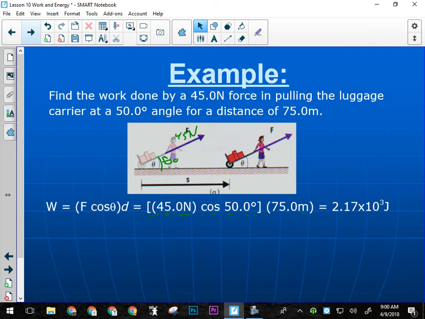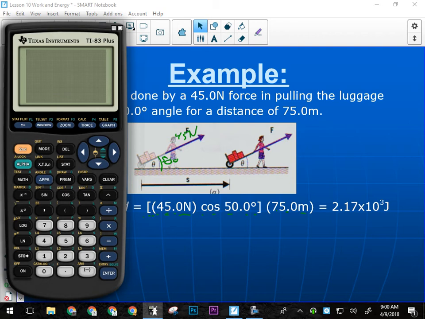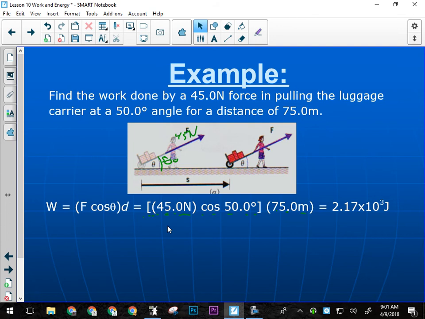All right, so in your calculator, you have to remember that your answer will probably come out in scientific notation. So we have 45 times the cos of 50 degrees times 75 meters. We get 2.17 times 10 to the 3. What are the units again? What does J stand for? Joules. All right, everybody okay with that? It's not anything really terribly difficult. It's just adding one extra little thing in there.